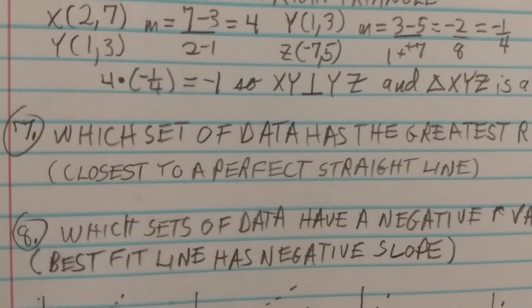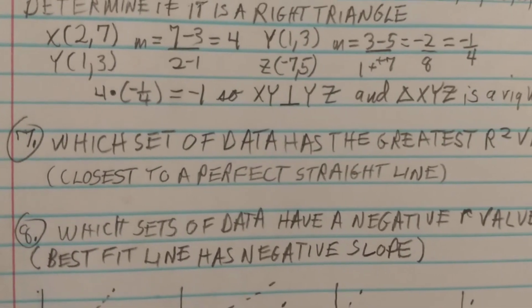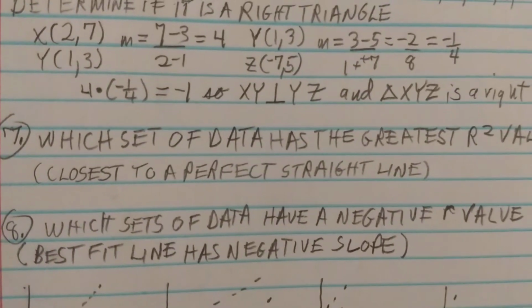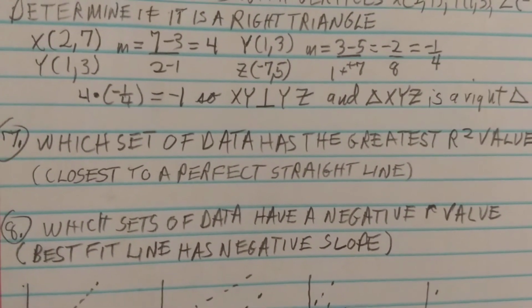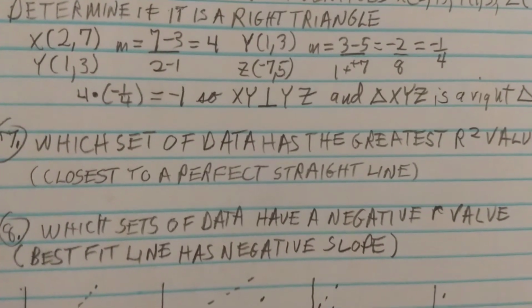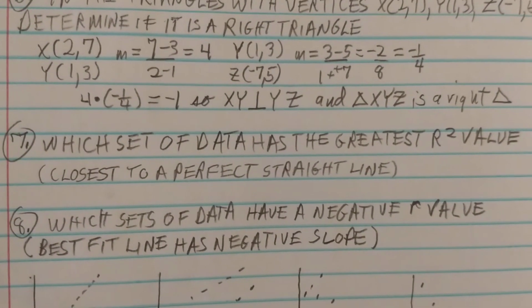And then the two slopes would multiply to 4 times negative 1/4 equals negative 1, which is the test for negative reciprocals, or perpendicular lines.